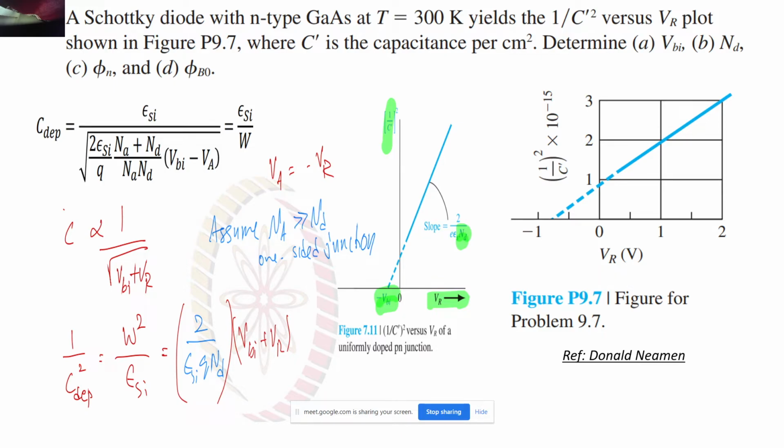So a Schottky diode with n-type gallium arsenide at T equal to 300 K has been given to us, and a 1 upon C square versus voltage curve has been given to us, right? First of all, they have asked us to calculate the value of VBI. The left side image that you are seeing over here has been taken from the lecture material itself. Now can you please tell me, how can I find the value of VBI?